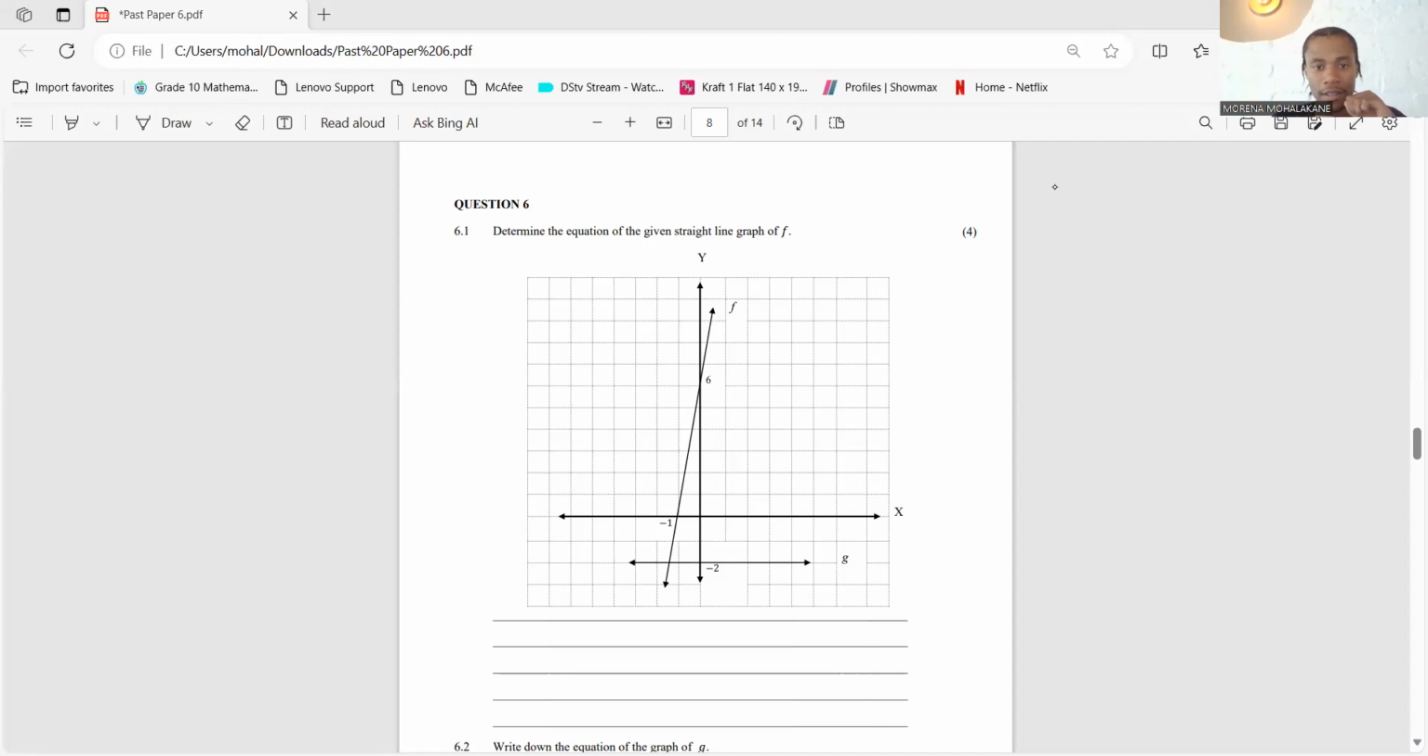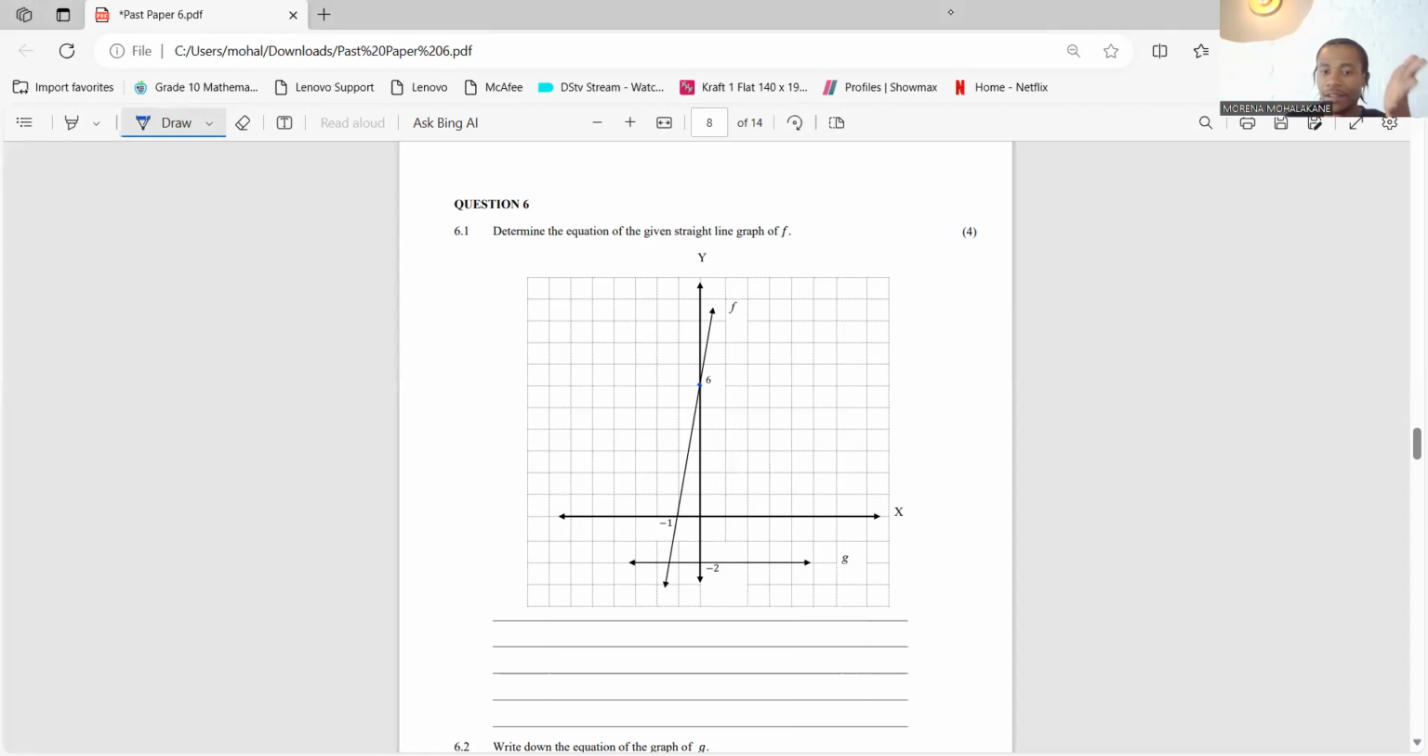Okay, let's look at a question type here. You are given straight lines, graphs, functions. This thing is straight, it doesn't require you to go sideways. You're given a point here.